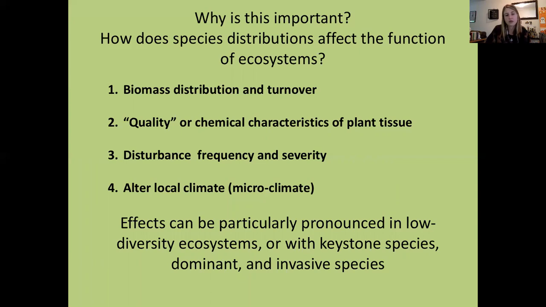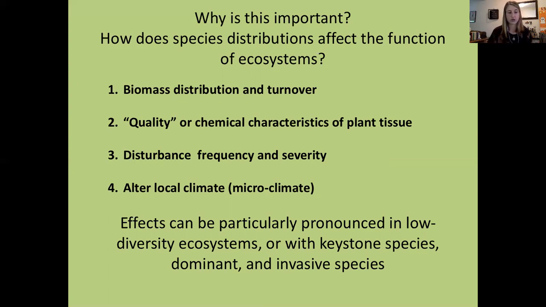Second, the quality or the chemical characteristics of plant tissue. That is thinking more in terms of nutrients. So if there's a lot of nitrogen in the soil, that can affect the function of ecosystems and in turn affect species distribution. And nitrogen, phosphorus, carbon are all nutrients that affect functions like photosynthesis and respiration and decomposition, which are important to keep ecosystems regenerating and continuing to sequester carbon and grow and be resilient.